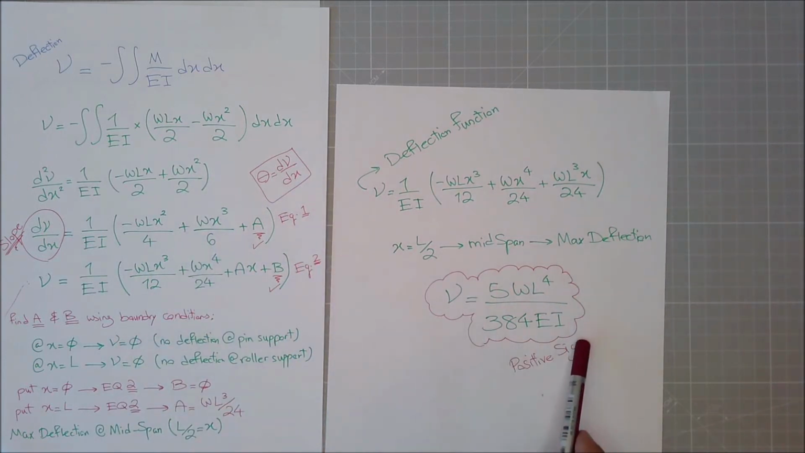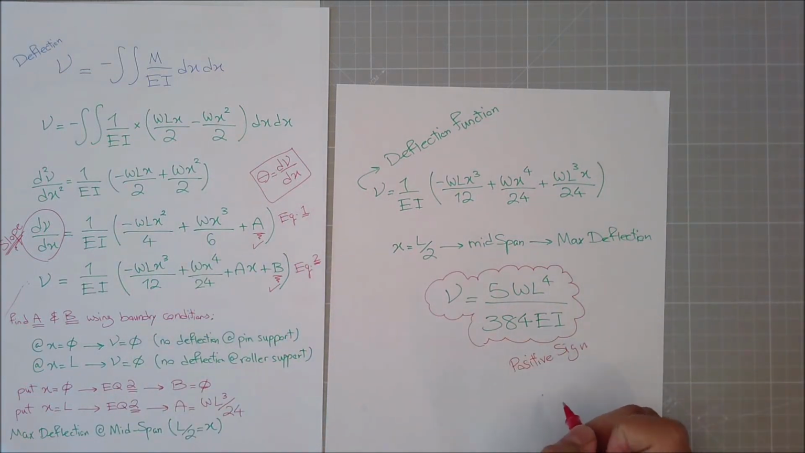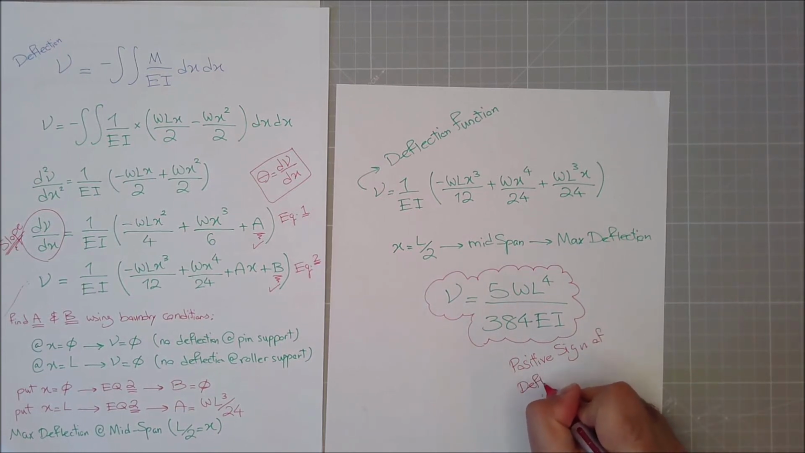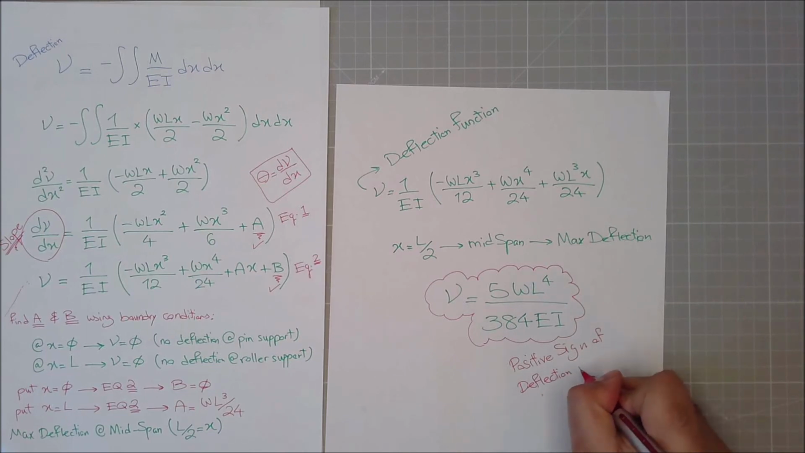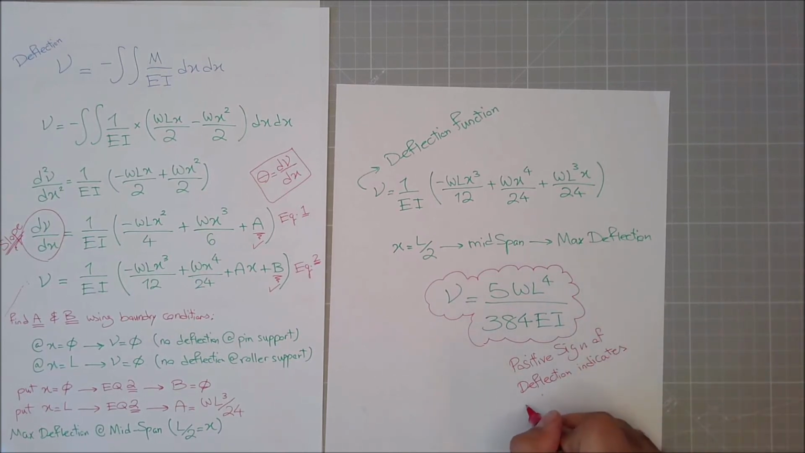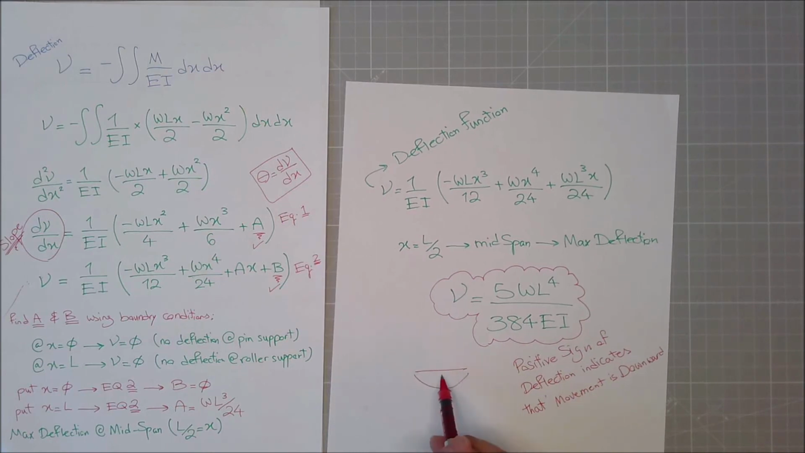So if this formula is positive, the positive sign of deflection indicates that movement is downward. So the beam is coming down.